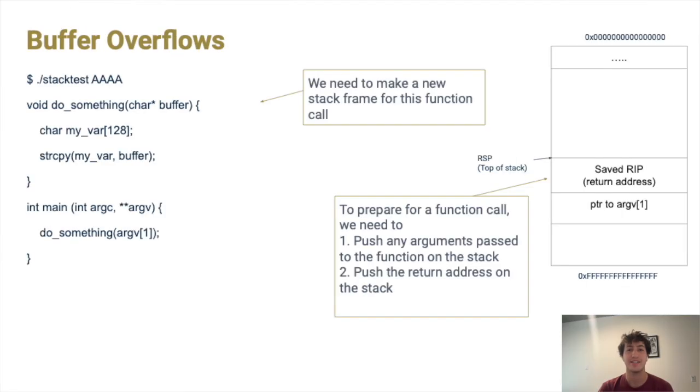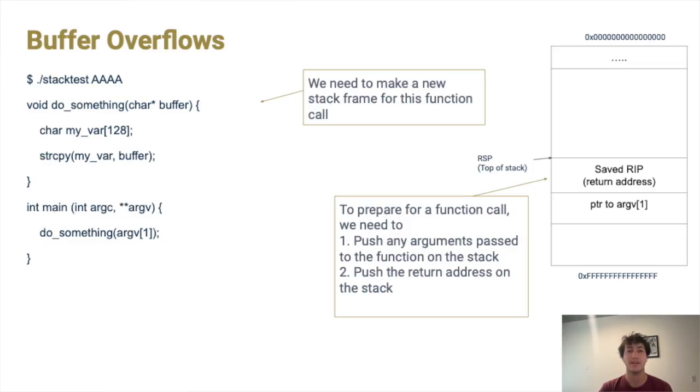Now let's apply this to illustrate how a buffer overflow works. We have a similar scenario here, where main calls the doSomething function with an argument from the command line, which you can see as AAAA. The doSomething function makes a 128 byte long buffer and copies whatever was supplied from the command line into this buffer using the string copy function.